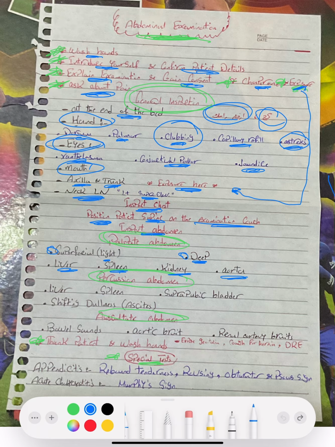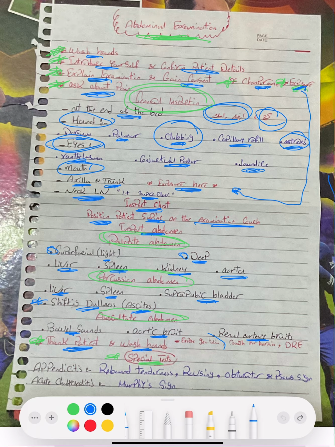After that, we have to percuss the liver, percuss the spleen for splenomegaly, the suprapubic area for bladder and urinary retention or something like this, and shifting dullness, which is an important and famous one in the abdominal examination. In the percussion of the abdominal examination, shifting dullness is related to ascites. After that, we have to auscultate the abdomen: any bowel sounds, any aortic bruit, any renal artery bruit, and finally, we thank the patient and wash our hands.